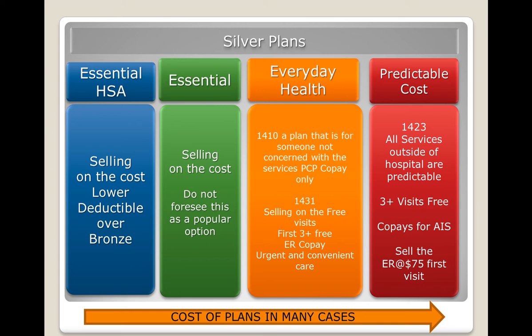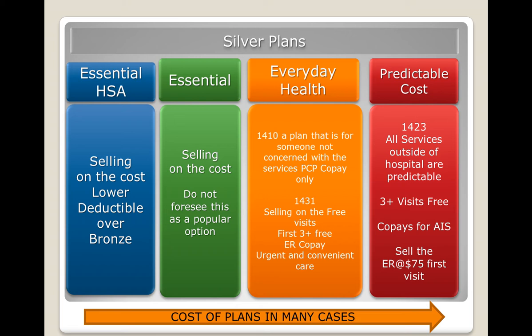Continuation on why you would sell these plans. If you're looking towards the essential, you're selling on the lower deductible over bronze. If you're selling on the essential standard plan, you're really going to be focused on the cost, and I don't really foresee that most of the essential plans are going to be very popular. Everyday health plans are something that is probably going to be our most popular selection. There's not a large cost variation between the essential and the everyday.